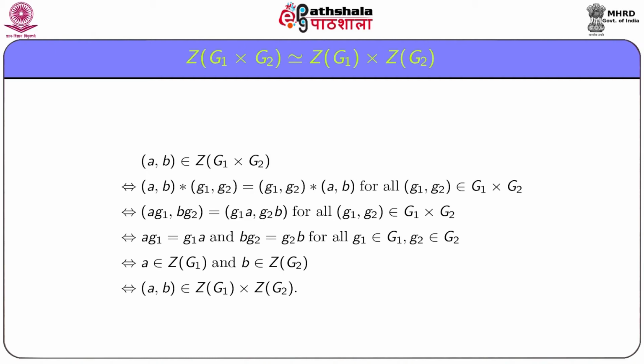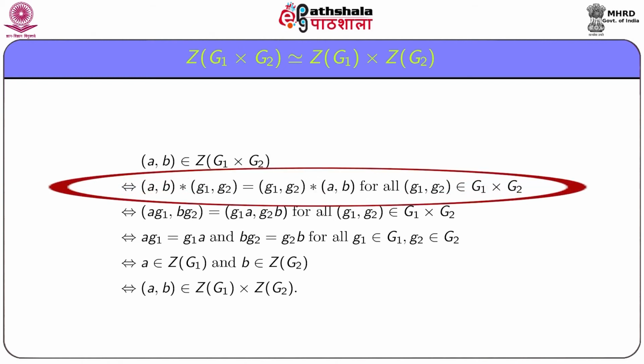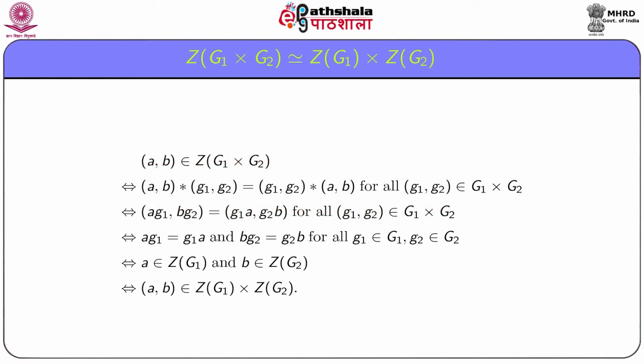Now, we show, as a generalization of the previous result, that the center of the group G1 cross G2 is equal to the center of the group G1 cross the center of the group G2. We have a pair (a, b) is in the center of G1 cross G2 if and only if (a, b) commutes with every (g1, g2) in G1 cross G2.